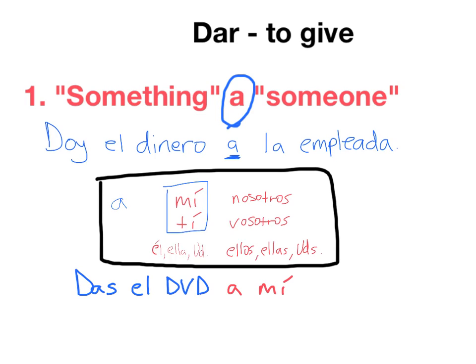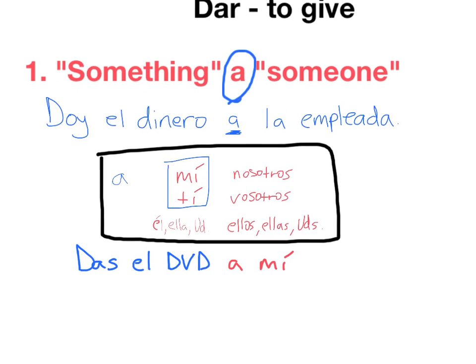Okay, and here's an example of that. Das, you give el DVD a mí. You give the DVD to me. Don't worry about the structure. You give me the DVD. It can be translated that way. But for right now, I want you to write it out. Okay? A mí. Das el DVD a mí. So there's no such thing as a yo. Okay? All the rest of them, you just use the regular subject pronouns like we know. But for whatever reason, when we use a, those two have changed.